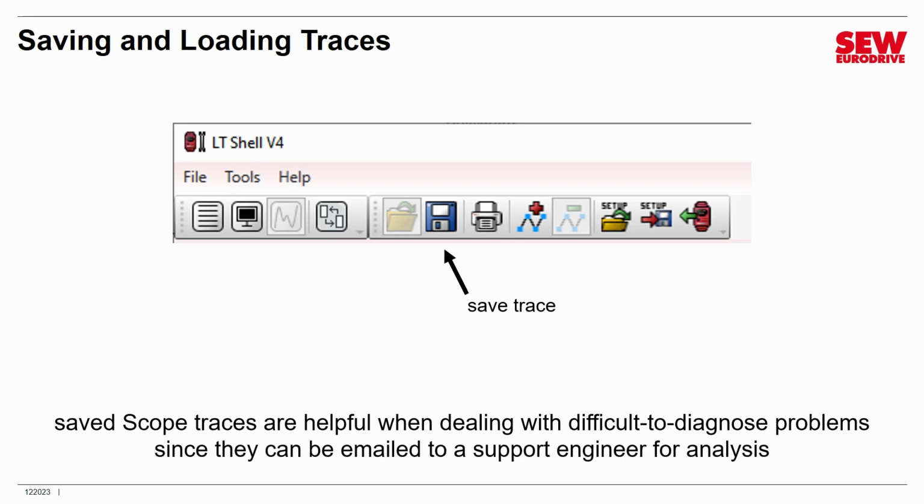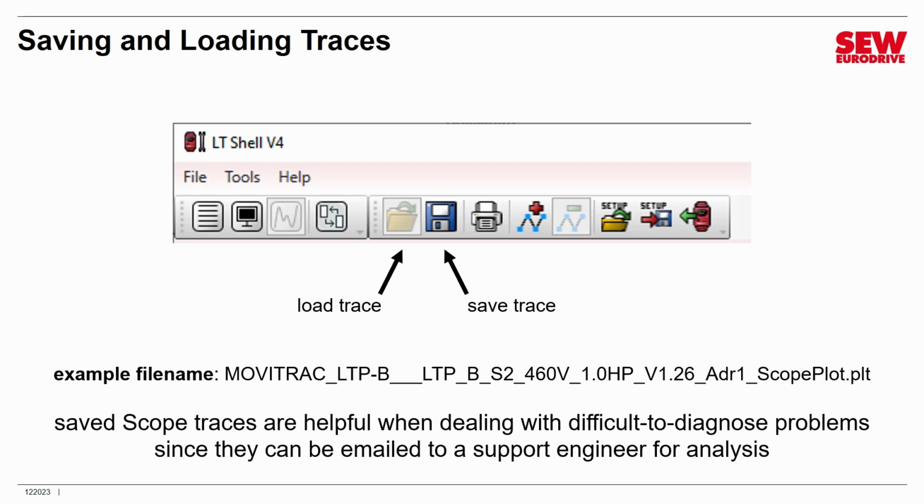And if you want to open a trace to look at it yourself, or someone emails one to you, just use the little open folder icon to open the trace, and you can look at it right there in the scope. Incidentally, scope traces are given these really long but highly descriptive file names. Notice they tell what kind of VFD it is, they tell its voltage, its horsepower rating, its firmware version, and its address. And then they end by scopeplot.plt. Of course, you can change to a shorter file name if you like, but these long names are actually helpful because they encode a lot of information. That is something you might have to do. Now you know how to do it.